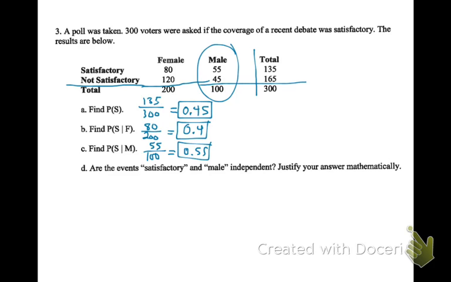All right, let's look at letter D. Are these events, satisfactory and male, independent events? Justify your answer mathematically. So you want to know, is the probability of satisfactory given a male equal to the probability of being satisfied? Now we already calculated those above. We can note that 0.55 is not equal to 0.45. So no, they're not independent.